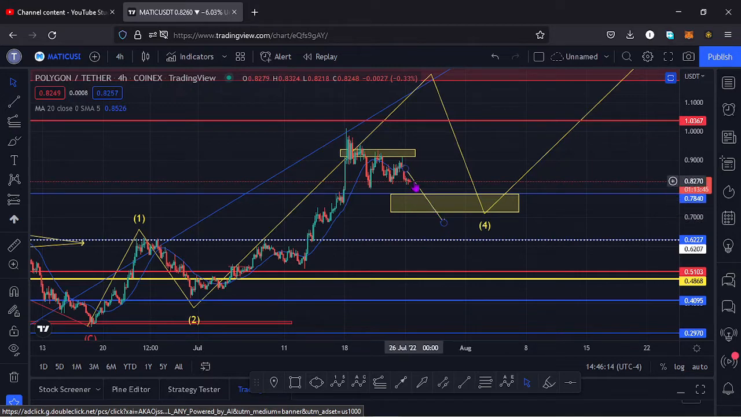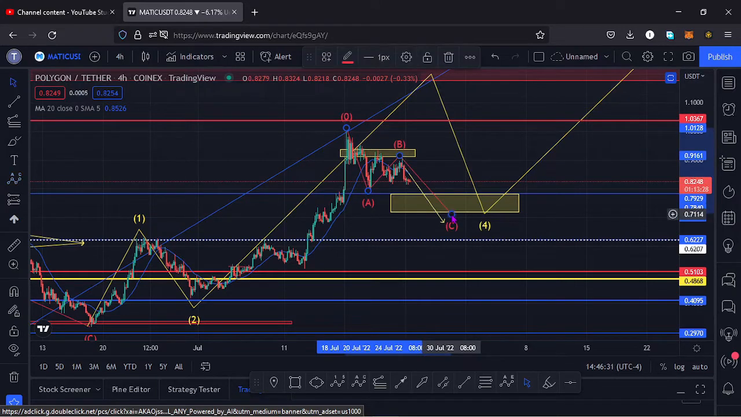In that pullback to the lower side, I believe that is the wave 4 that is in formation at the moment. And for that wave 4, because it's a corrective wave, we need to see an ABC correction over here. So what I'm expecting is to see an A, then a B, then the wave C will get us into this yellow target that I have down here on the chart. And this yellow target, I'm also basing it on the Fibonacci's.